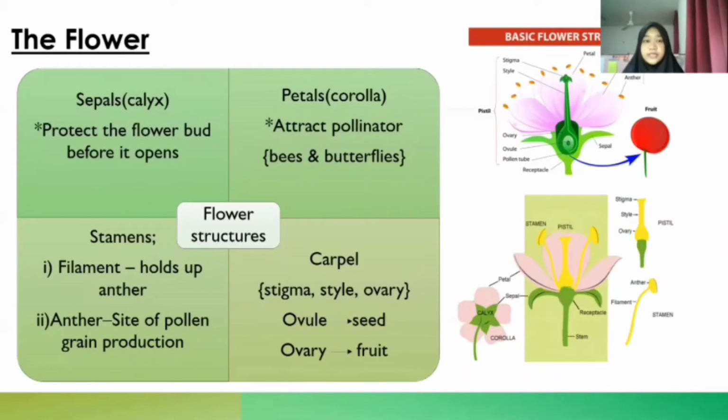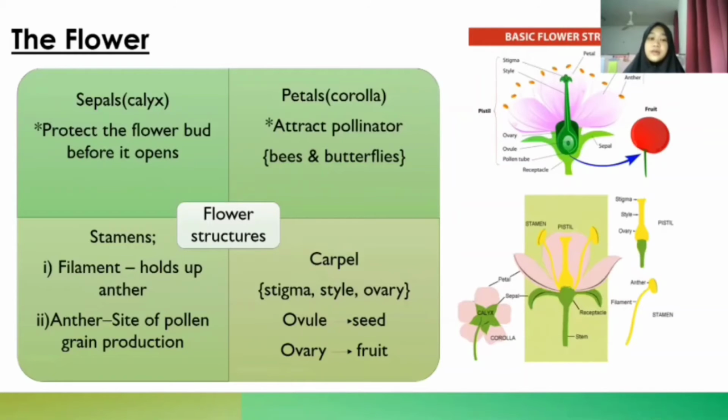Next, we are going to learn about the structures of the flower. The flower consists of four major structures, which are the sepals, petals, stamens, and carpel. The sepals, collectively known as the calyx, protect the flower bud before it opens. The sepals are usually green in color and will remain attached to the flower stalk even after the flower bud has opened. Second, the petals, collectively known as the corolla, are quite diverse in size, shape, and color. The petals are used to attract pollinators such as bees and butterflies.